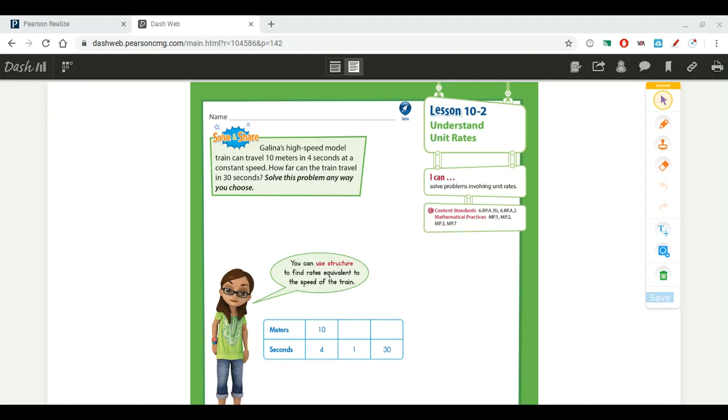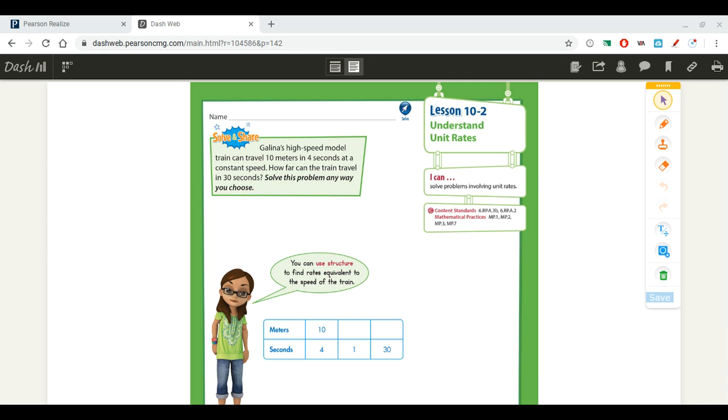So in lesson 10-1, we looked at what a rate was and how to find equivalent rates. Today we're going to be looking at and understanding what a unit rate is. So we are going to be finding the unit rate by using division to help us find it. And then we're going to solve problems using unit rate.